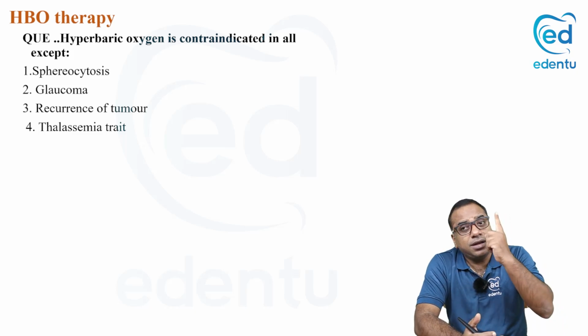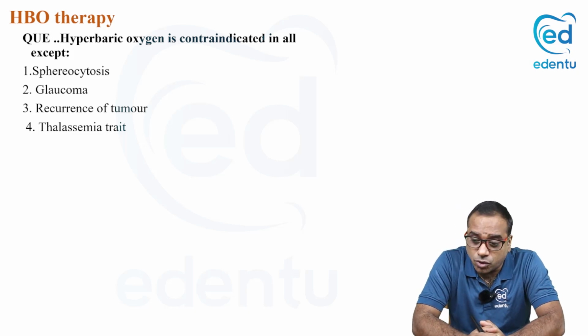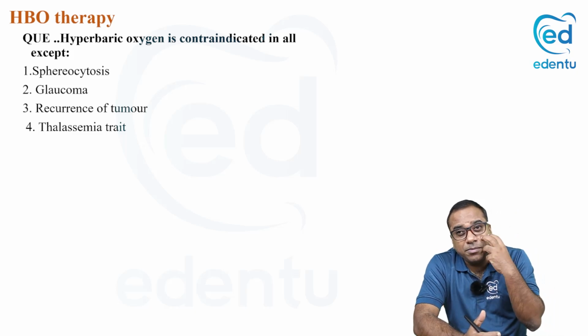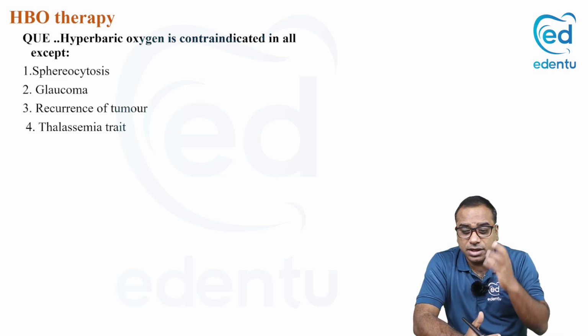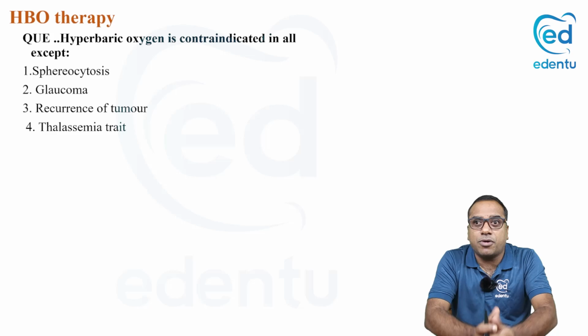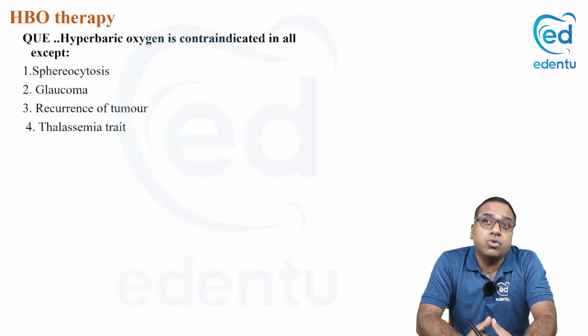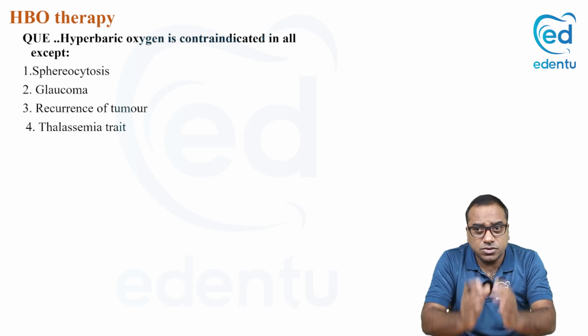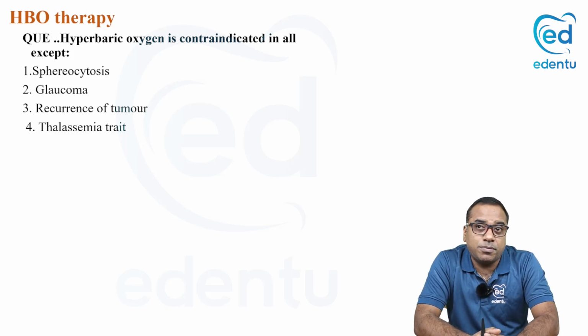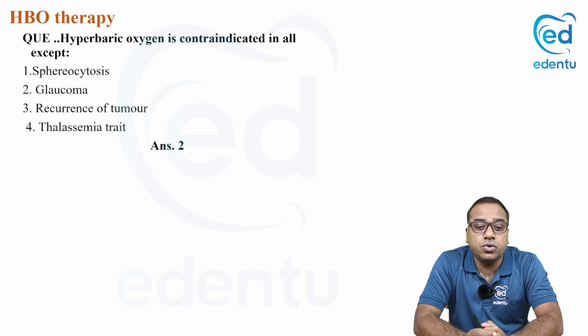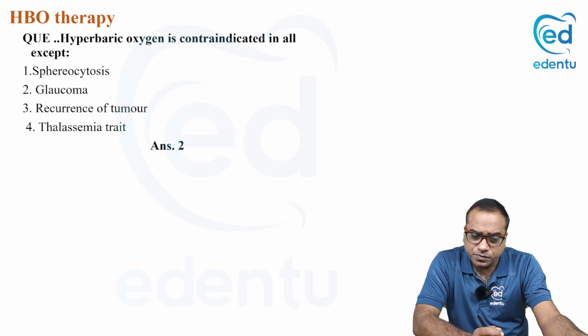So please remember, it is the treatment of choice in glaucoma. It was found that HBO therapy used in glaucoma brings a significant improvement in the visual acuity. The patient's visual fields improve, he can see more properly in glaucoma. And there will be no influence on ocular pressure. So glaucoma can be solved very beautifully here. So the answer is 2, that is glaucoma. It is not contraindicated. Okay.